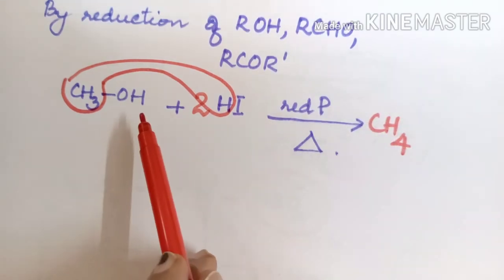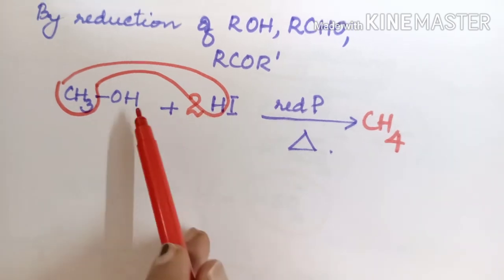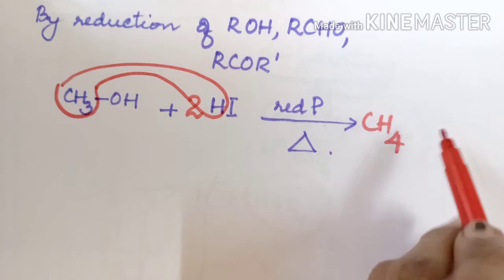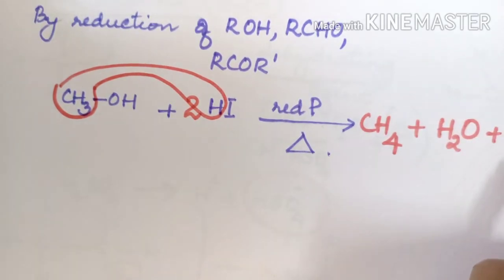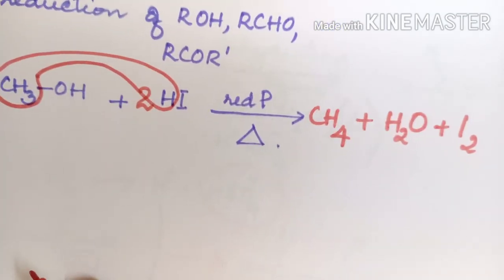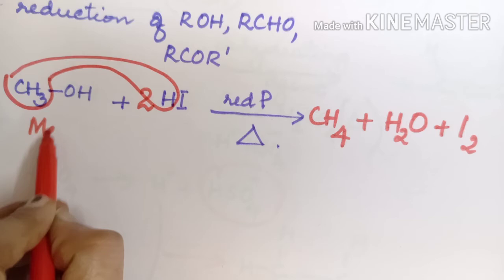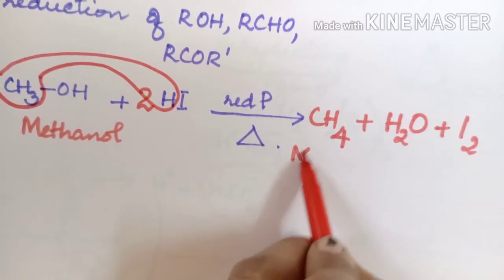It will also react with hydrogen and OH, forming H2O along with iodine. So these are the different products of reduction of alcohol, that is methanol. So methanol on reduction results in methane.